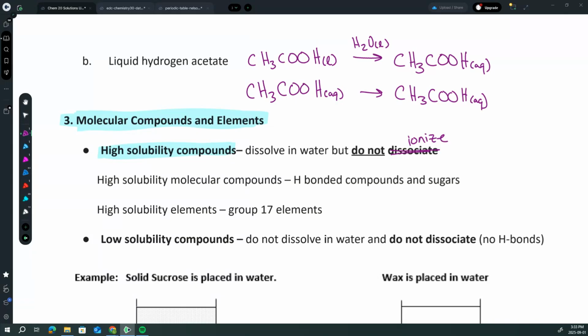Okay, so our high solubility molecular compounds are compounds that can do hydrogen bonding, as well as sugars. Sugars like glucose, sucrose, fructose, that sort of thing is what you'd be looking for. High solubility elements are going to be our group 17 elements.